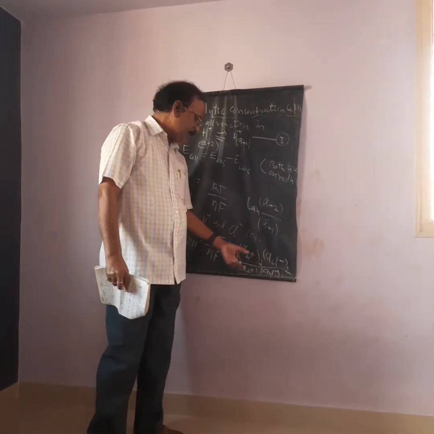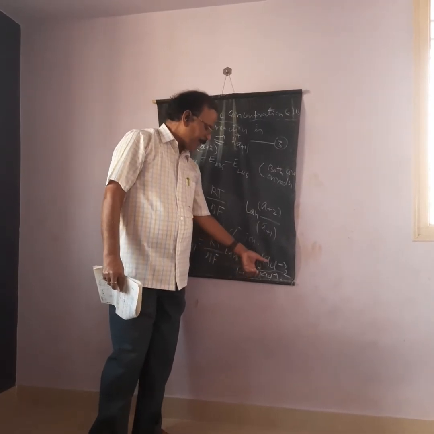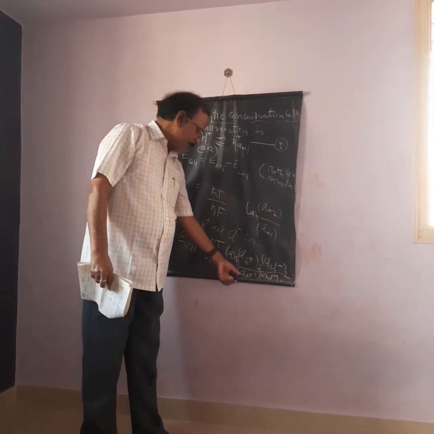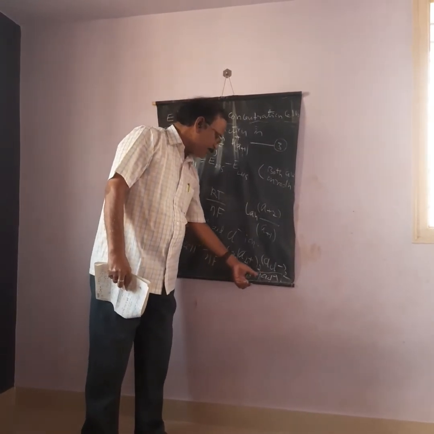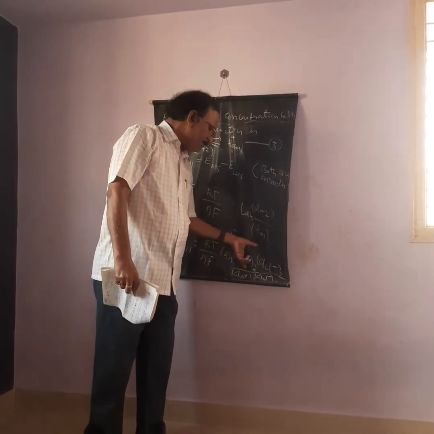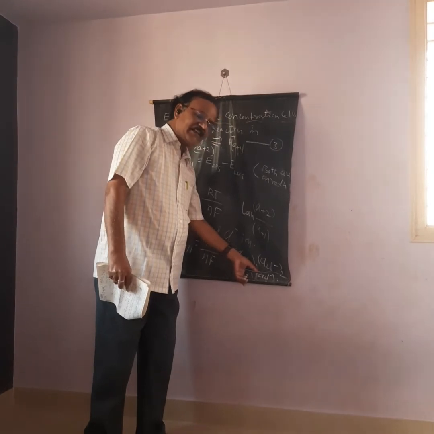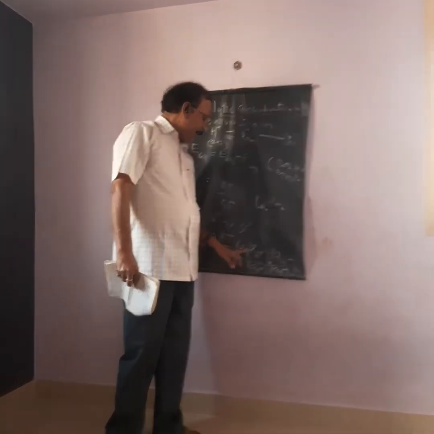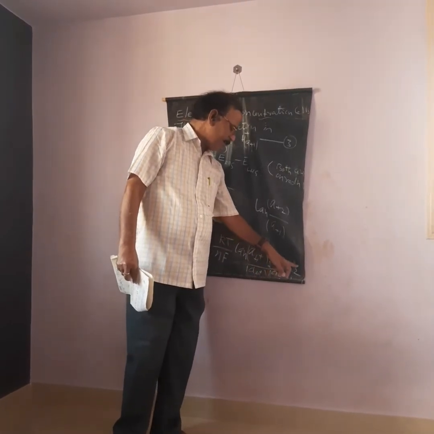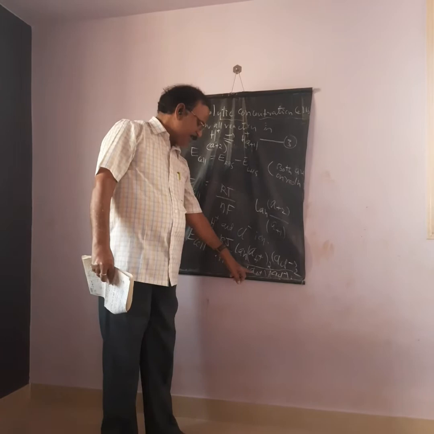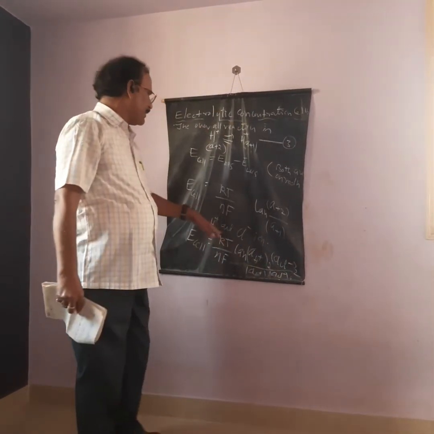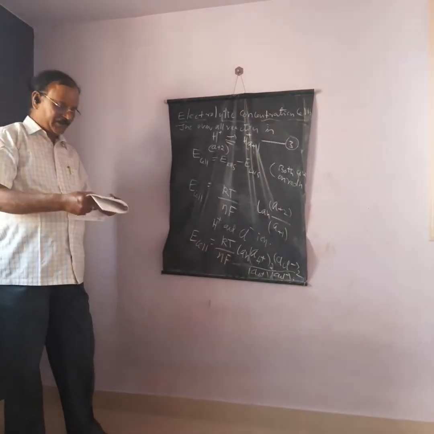Here in the HCl solution, the activity of H plus is 2 and the activity of Cl minus is also 2. Here the activity of H plus is 1 and the activity of Cl minus is 1. This is the total activity of HCl. So ln of the activity of H plus 2 into the activity of Cl minus 2, divided by the activity of H plus 1 into the activity of Cl minus 1. It is by taking the HCl solution.